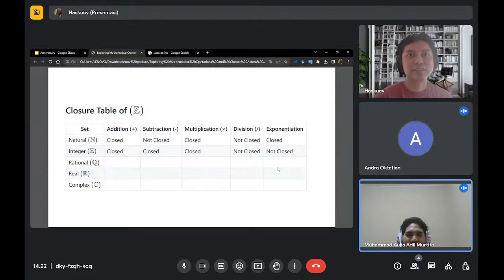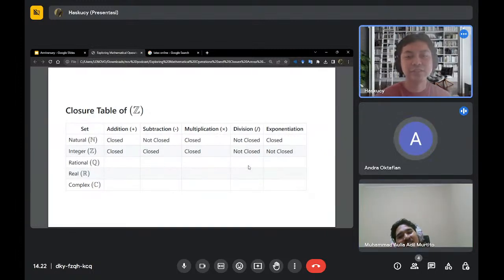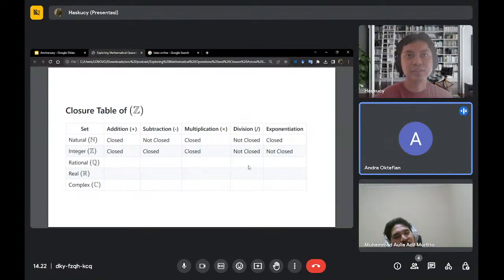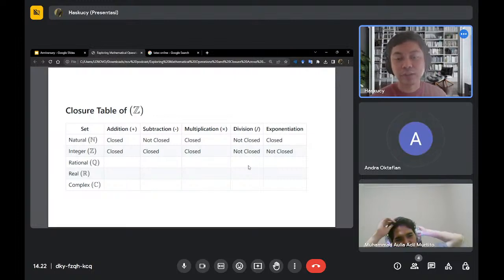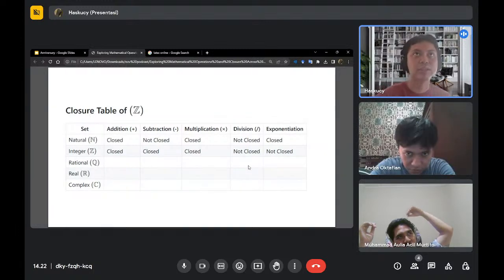Wait, Andra, can you help me with this? Is the rational number closed under division? Oh man, I forgot. How can you define rational numbers? A rational number is not a decimal; decimal could be, but it's not only that. More like if you have one number, divide it by another number, it is rational. For example, half, 3 divided by 4, 3/4, something like this.